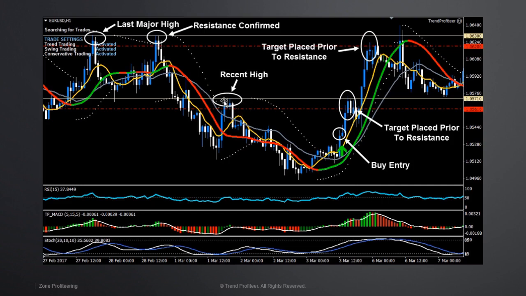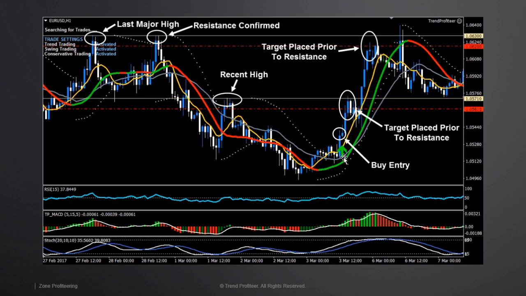But it's really about just getting these zones. Don't worry about getting it exactly spot on technically, because that's just not the way trading works. But you can see here there was this major correction, and so therefore that's caused this recent high.